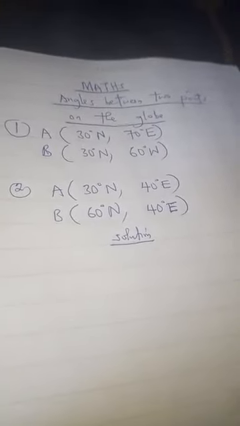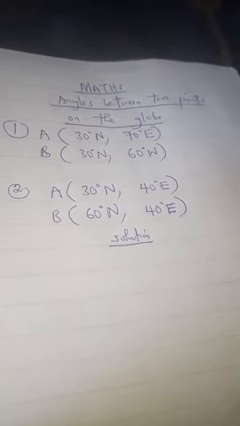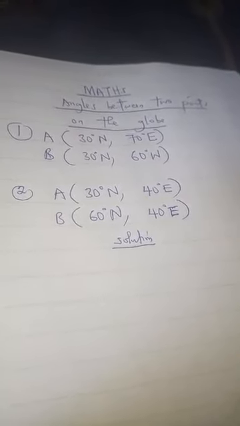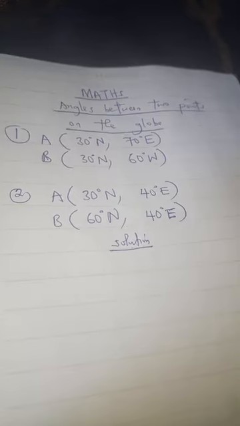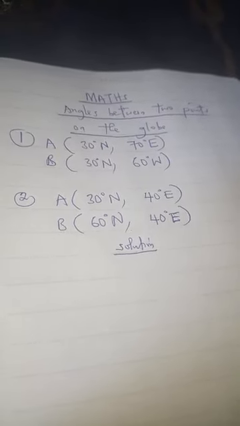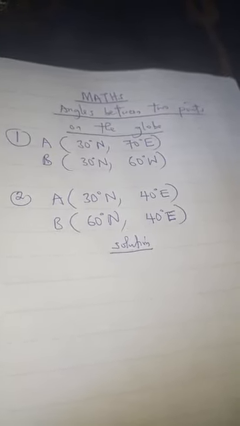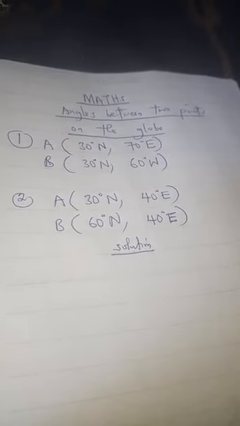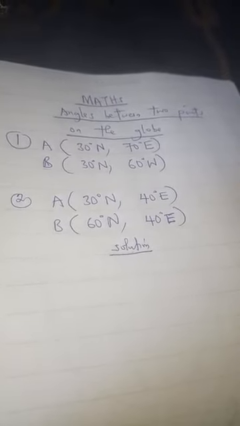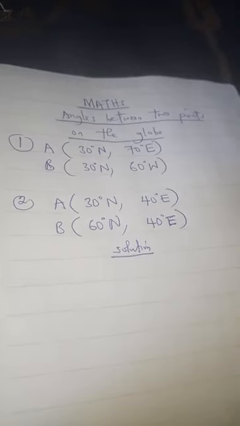Now, this morning we'll be looking at angles between 2 points on the globe. Now, how do we do this? We have two questions here. We are having point A and B. Point A is on 30° north and B 30° north. They are on the same latitude.